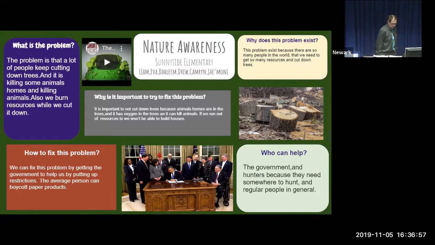And then also, who can help? And I love this one, the government and hunters, because they need somewhere to hunt, and regular people in general. Great thing, right? Because I've seen that. I saw this, and it wasn't even this group. They had this discussion, and a couple of the kids were hunters, and they were talking about Middletown booming too much. There was no place to go have any kind of recreational resources and this sort of thing.